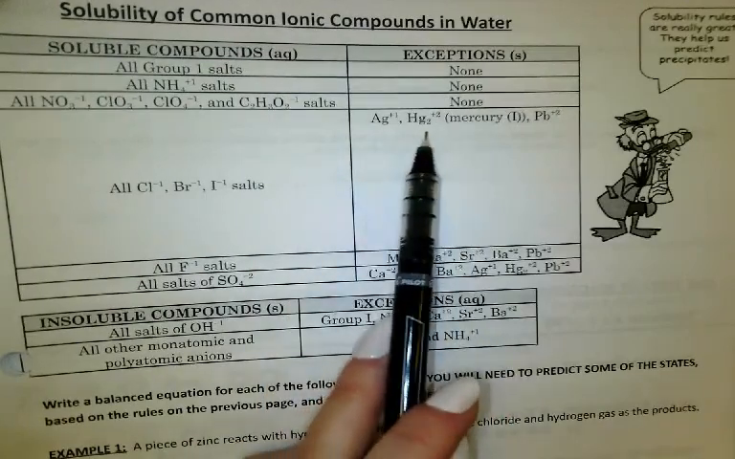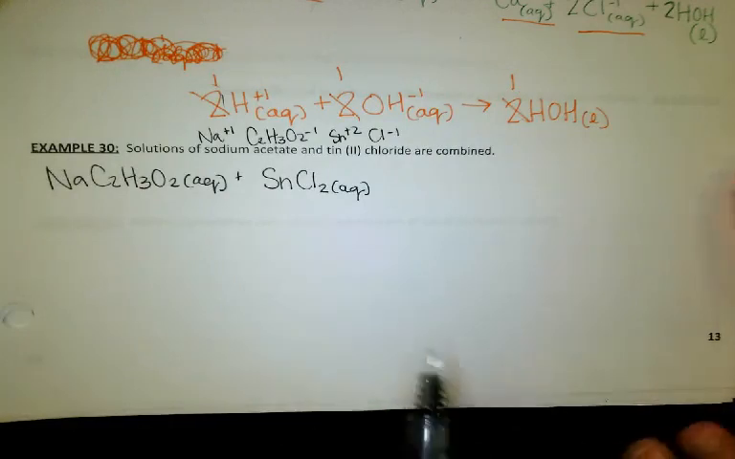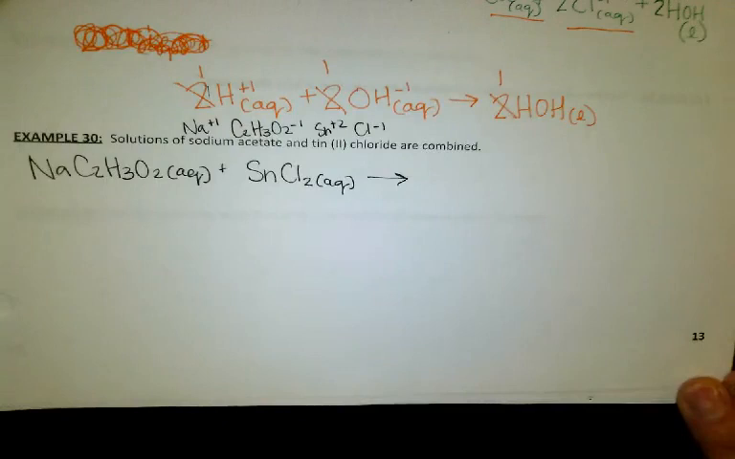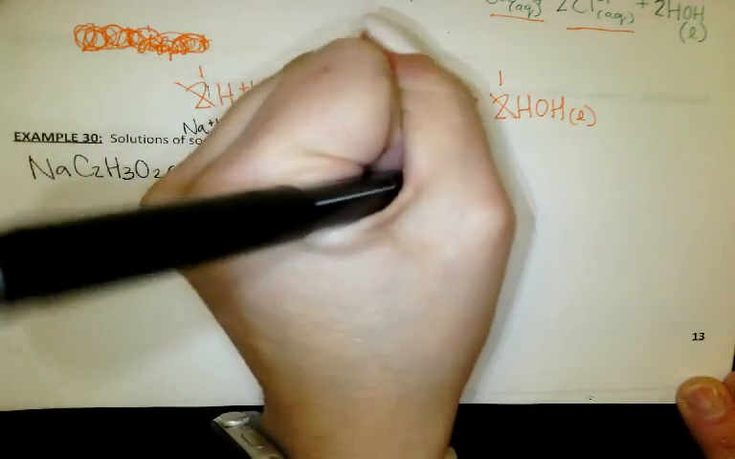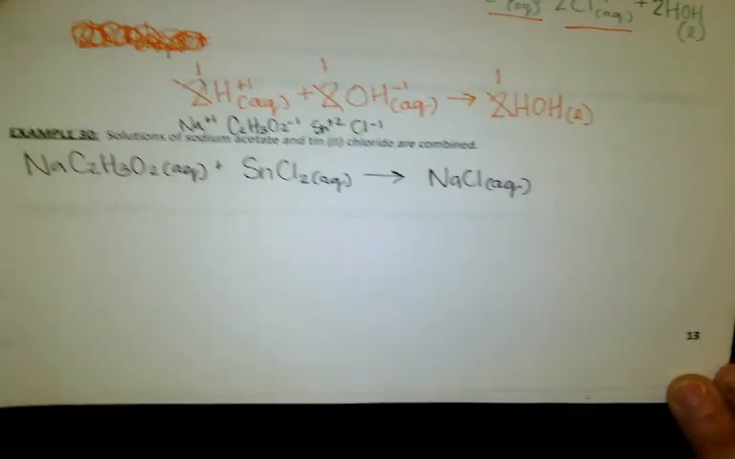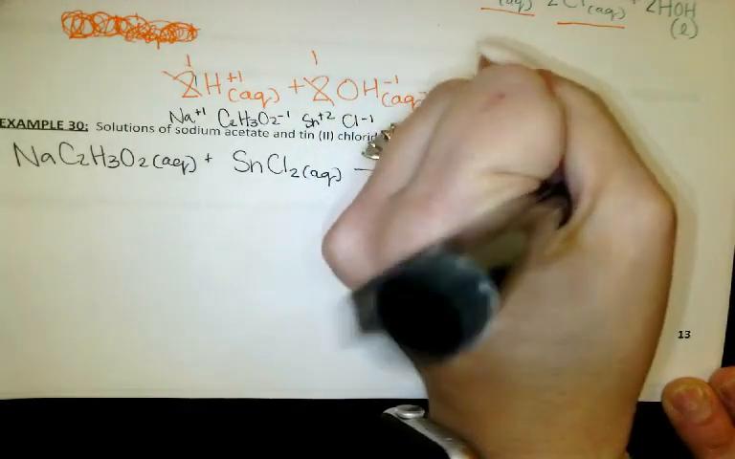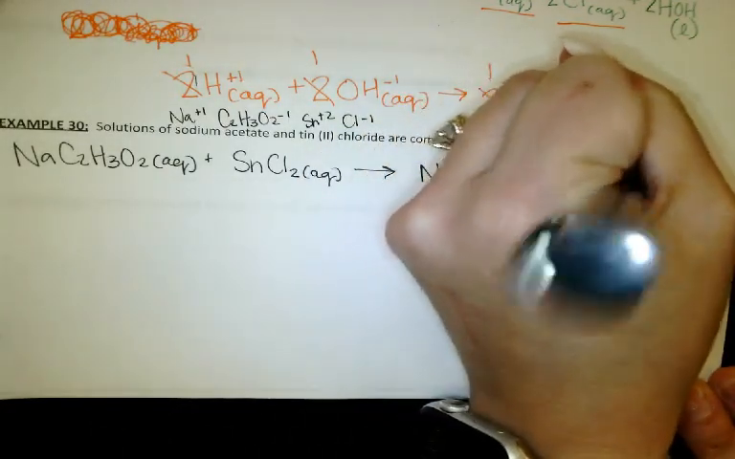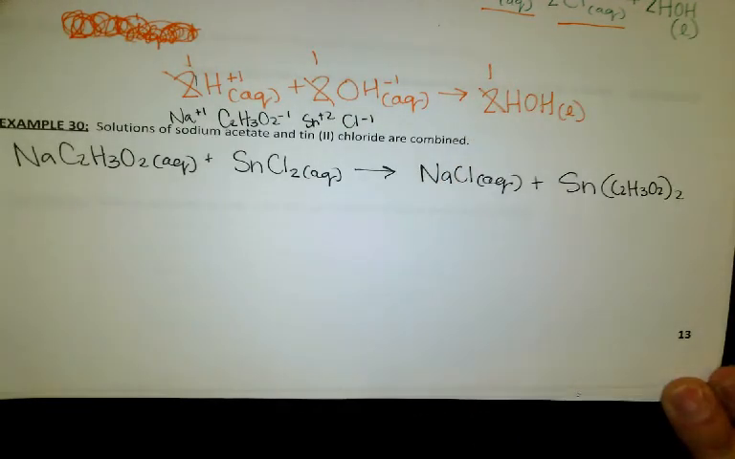Now, when I switch these, I get sodium chloride, which is aqueous because group 1 metal, and then tin(II) acetate, which is also aqueous. So did a reaction occur here? No. This would be no reaction.